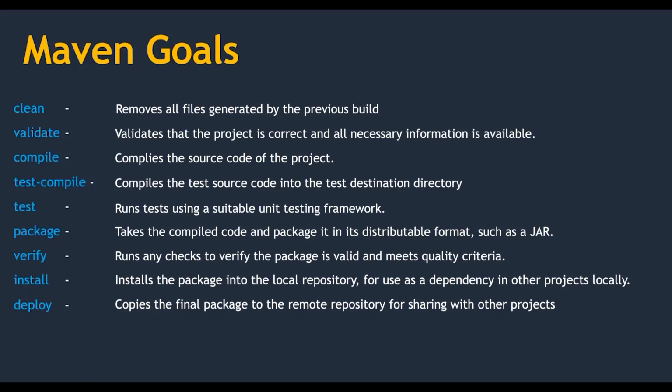Next, install. Install the package into the local repository. We talk about the local repository when we are working with Maven on a Linux system. But for now, just think that it is going to store this output or jar file in some local repository, for use as a dependency in other projects locally. In our local system, if we are creating any new project and want to use the current project, then it will be useful. Next, deploy. Copies the final package to the remote repository for sharing with other projects or other developers.